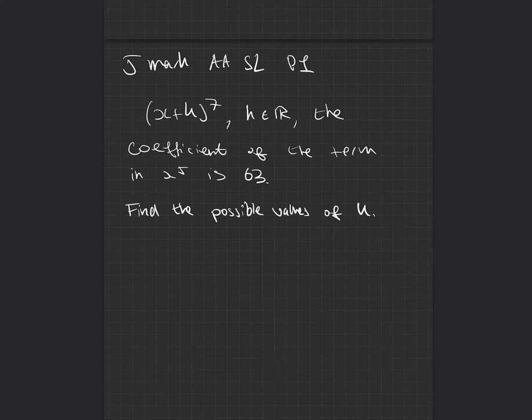Obviously this isn't exactly how the question would look in the exam. I've just copied down the important information. This is the expansion (x + k)^7, and it says the coefficient of the term in x^5 is 63, and it asks us to find the possible values of k. That's a bit of a hint that there's probably more than one, but not necessarily. Possible values could still be just one, but it's most likely going to be more than one. So let's give this a go.